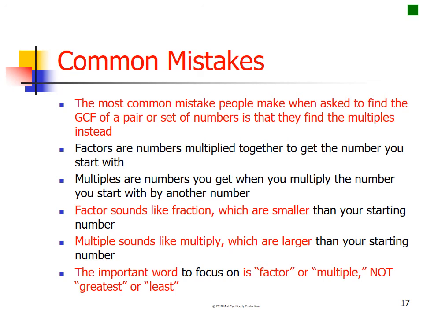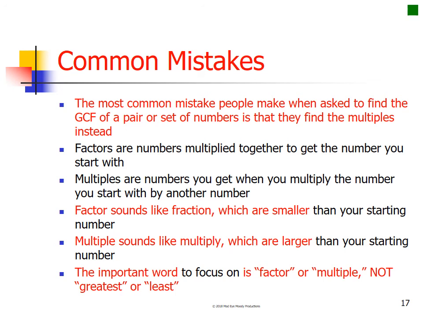The issue is that people focus on the wrong word. When you're asked to find a greatest common factor, people think about the word greatest and they say, oh, it must be bigger numbers, so I'm going to multiply, my number times 1, my number times 2. Or they see least common multiple and they say, oh, least means small, so I'm going to find, what times what gives me my number.